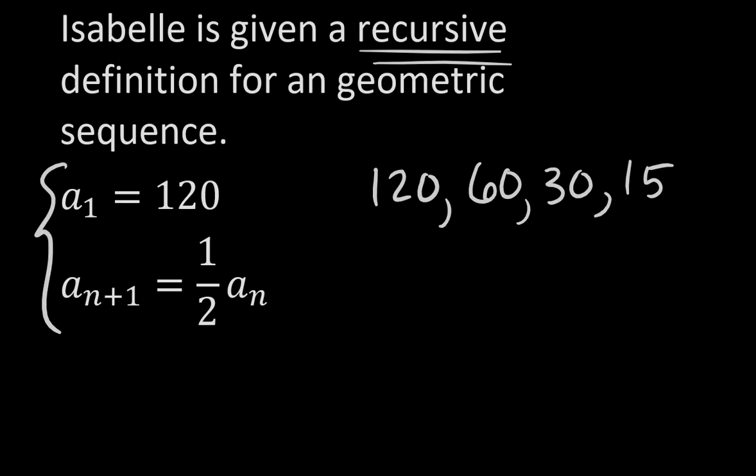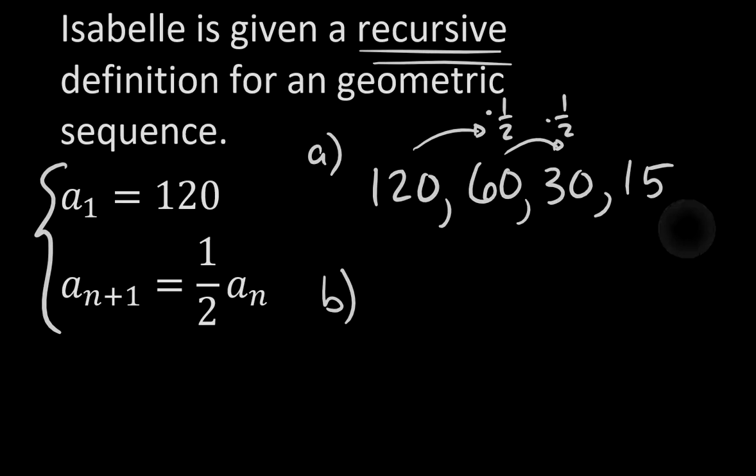Now, part A said write the first 4 terms of the sequence. Part B says write the explicit equation for this sequence. So again, for the explicit equation, I need to know the 0th term. As I progress forward here, I'm multiplying times 1/2, right? And if I need to go backwards, I can either divide by 1/2 or I could multiply by 2. So my 0th term is 240.